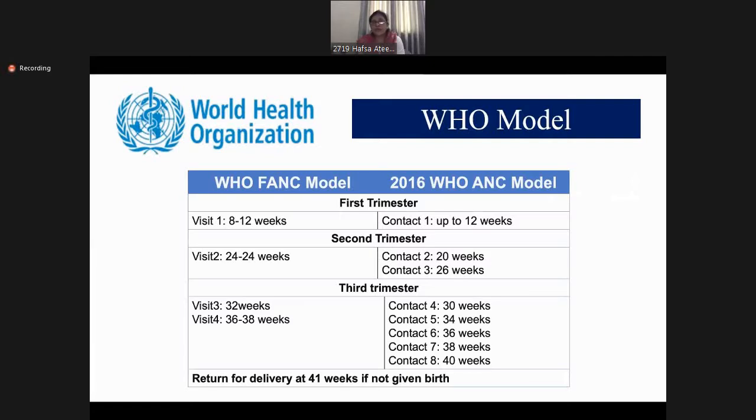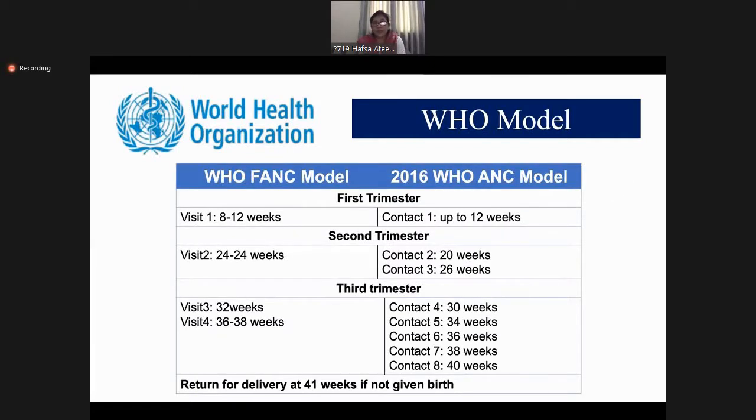This is the WHO antenatal care model, in which the first visit should be in the first trimester, followed by subsequent visits in the second trimester. Then in the third trimester, there should be at least 8 visits in total. Or in those areas in which access to the health facility is not possible, the visits can be just 4: first in the first trimester, second in the second trimester, and in the third trimester at 32 weeks, and then again between 36 and 38 weeks.